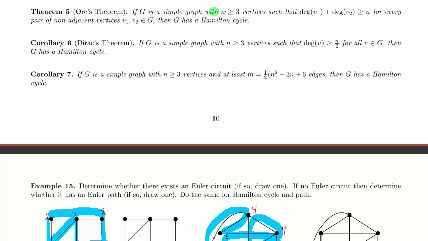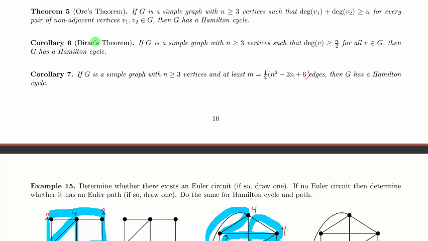If we have a simple graph with more than 3 vertices, such that the degree of v1 plus the degree of v2 is greater than or equal to the number of vertices for every pair of non-adjacent vertices v1 and v2 in G, then we know that G is going to have a Hamilton cycle. If we have a simple graph with more than 3 vertices, such that the degree of each vertex is greater than or equal to n divided by 2, then G has a Hamilton cycle. And if we have a simple graph with n greater than or equal to 3 vertices, and at least 1/2 times (n squared minus 3n plus 6) edges, then G is going to have a Hamilton cycle.